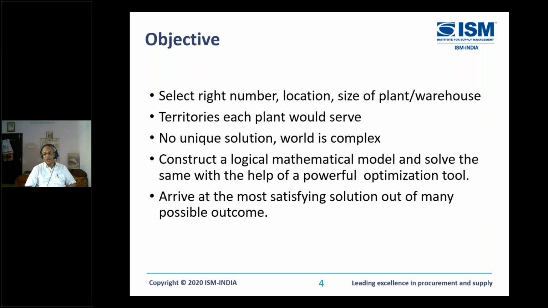It means that however hard you think, you will not be able to get an optimum solution from the problem you try to solve. In fact, there is no unique solution because of the complexity of the constraints. Then you construct a logical mathematical model and solve the same with the help of powerful optimization tools. Now, ultimately, you arrive at the most satisfying solution out of many possible outcomes. In fact, I always use most satisfying solution instead of an optimum solution.